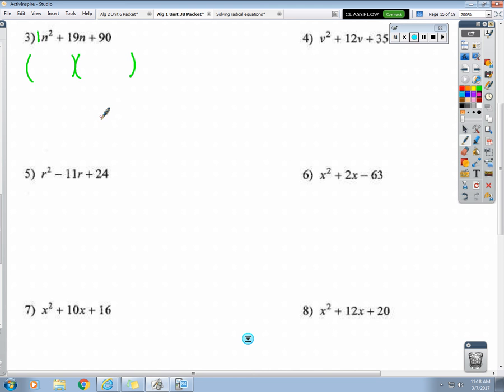Now, the first thing you can do, which is the easiest thing, is go ahead and write n times n, because that's what will make that n squared when you distribute. Now, to get your numbers to go in each binomial, you're looking for two numbers. Those two numbers must multiply to give you your constant value, which is 90. And those same two numbers must add to give you your B value, which is 19.